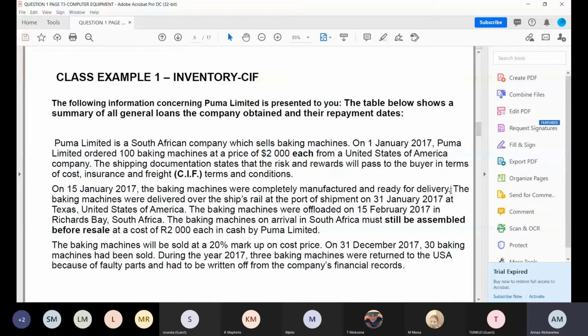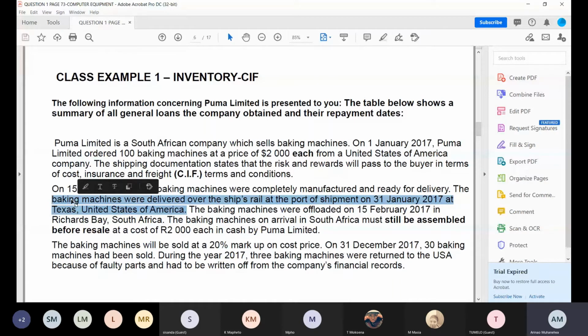Okay, now the question that I have for you guys, is this a transaction date? And the answer is no, because they are not yet shipped over to us from the USA harbor. Then let's proceed. The baking machines were delivered over the ship's rail at the port of shipment on 31st January 2017 at Texas, United States of America. This is the day, our transaction date, 31st January 2017.